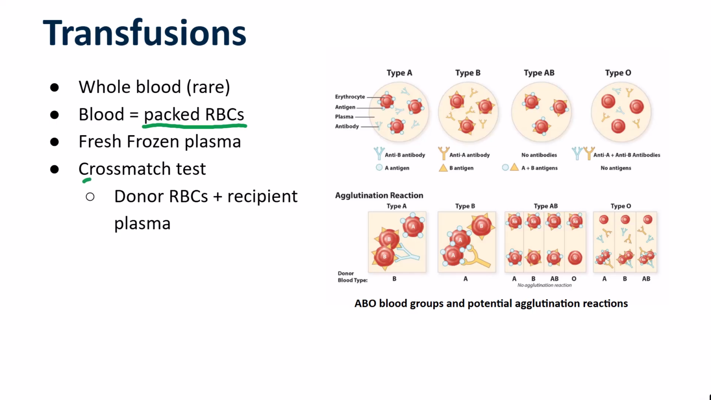Before doing any sort of transfusion, however, oftentimes, and this is especially important in terms of a whole blood transfusion, you do a cross-match test. That's when you would take some red blood cells from the donor, mix it with a recipient plasma sample, and if there is no agglutination, then it is safe to transfuse. If there is agglutination, it is not safe to transfuse.